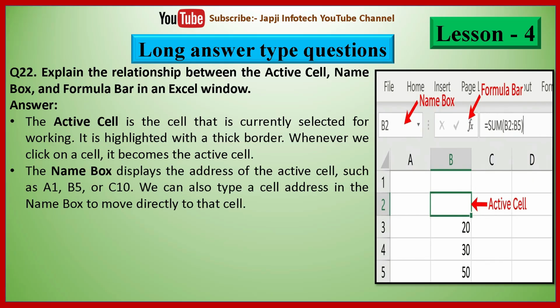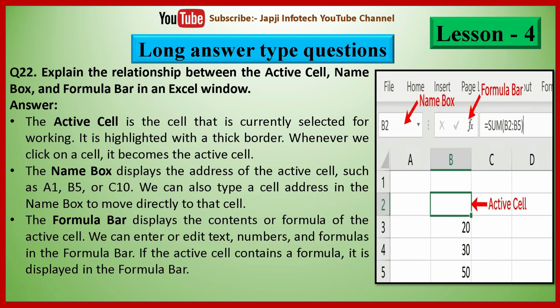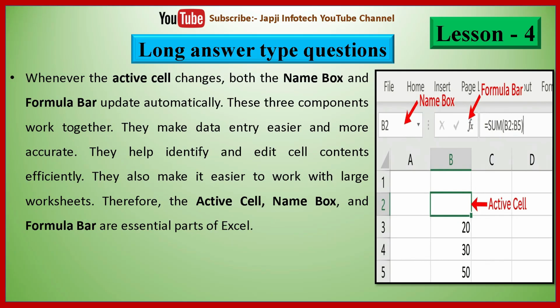Second one is name box. The name box displays the address of the active cell, such as A1, B5, or C10. We can also type a cell address in the name box to move directly to that cell. And third one is formula bar. The formula bar displays the content or formula of the active cell. We can enter or edit text, numbers, and formulas in the formula bar. If the active cell contains a formula, it is displayed in the formula bar. Whenever the active cell changes, both the name box and formula bar update automatically.